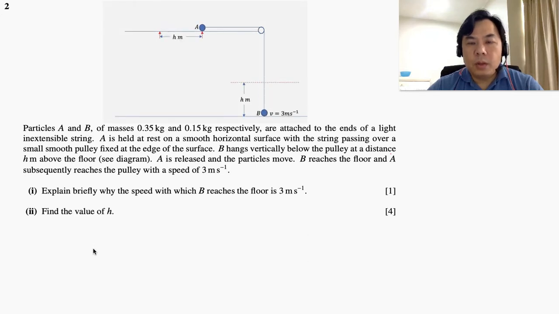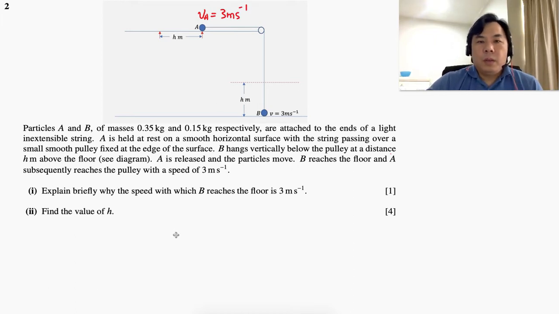All right, so you can see that while the string is still taut, both of them will be moving with the same speed there. Now, while the string is still taut, the final speed of B when it's about to reach the floor is 3 meters per second, and at the same time the speed of A would also be 3 meters per second. So the speed of A is also 3 meters per second. I hope that is clear.